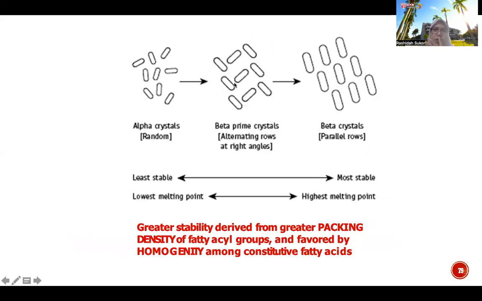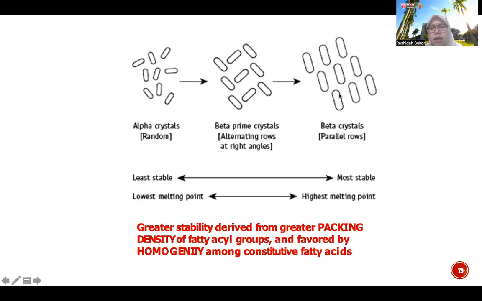Okay, but here you can see it more clearly. For beta crystals, it is more parallel. There is nothing perpendicular there. More parallel. So this one, the beta crystal, the beta shape is more stable as opposed to the alpha crystal. So the more stable, and then the least stable.